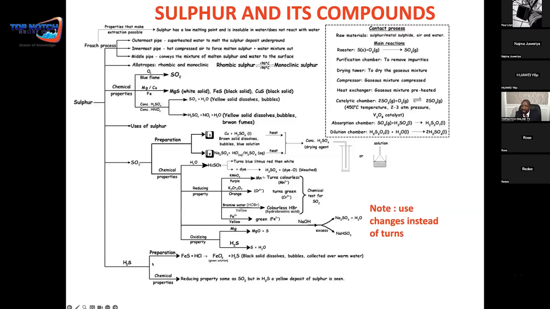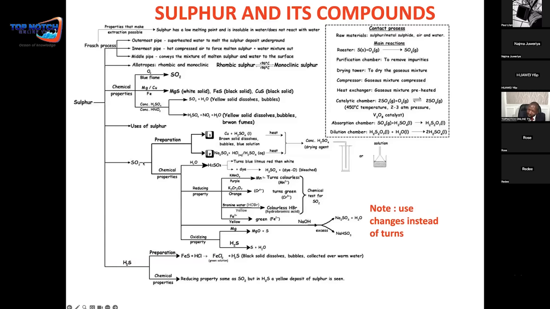Hydrogen sulfide is one of the gases that are very unique, and many students do not remember how to prepare hydrogen sulfide. It is prepared using iron 2 sulfide. You can also use copper sulfide and zinc sulfide plus HCl. You get the corresponding metal chloride plus hydrogen sulfide. Copper sulfide and iron 2 sulfide are black solids. So the black solid dissolves with bubbles, and the gas is collected over warm water because it's very soluble in cold water. The only other gas that behaves like this is nitrogen 1 oxide. Then the chemical properties. Look here, how to summarize these things. The chemical properties of hydrogen sulfide are the same.